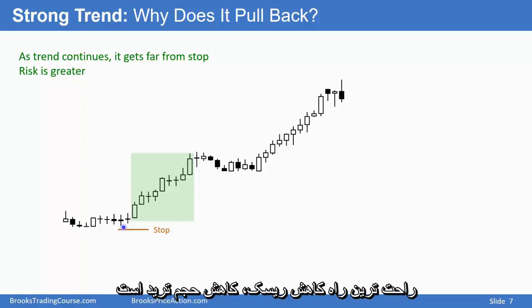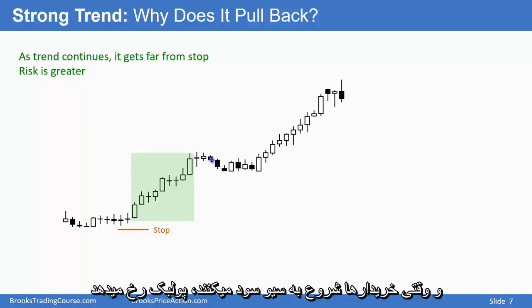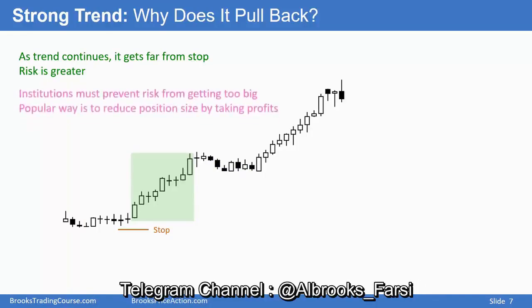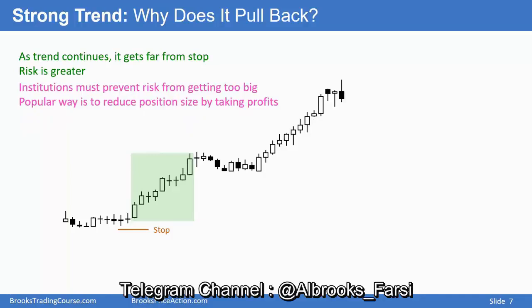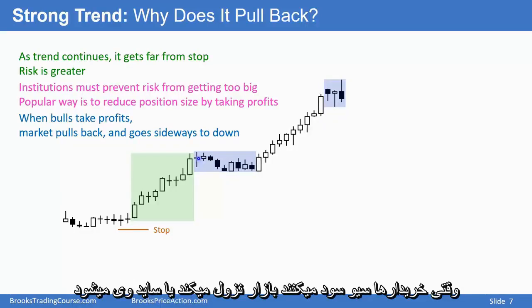The easiest way to reduce risk is to reduce the position size. So they start to take partial profits. And when the bulls start to take profits, you get a pullback. When bulls take profits, the market goes down or sideways.